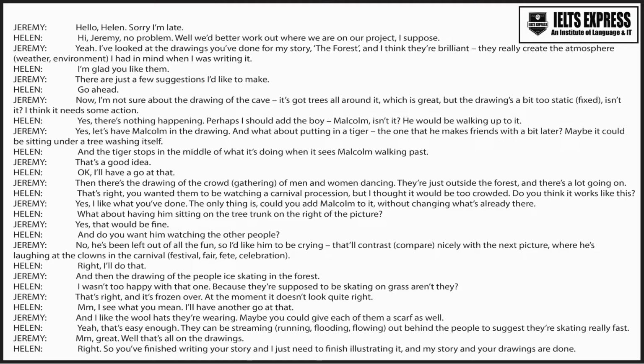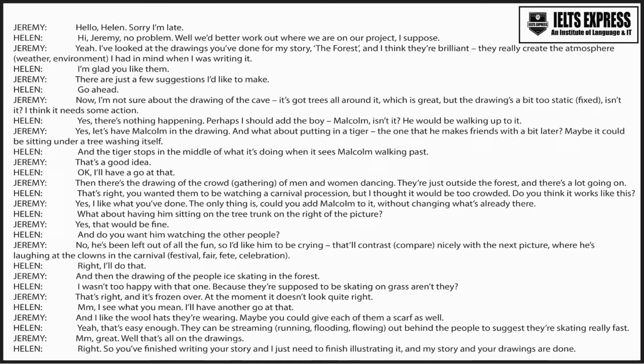Then there's the drawing of the crowd of men and women dancing. They're just outside the forest, and there's a lot going on. That's right. You wanted them to be watching a carnival procession, but I thought it would be too crowded. Do you think it works like this? Yes, I like what you've done. The only thing is, could you add Malcolm to it without changing what's already there?